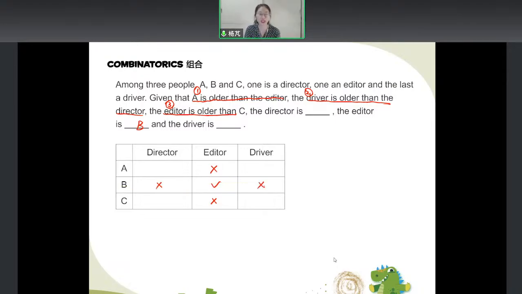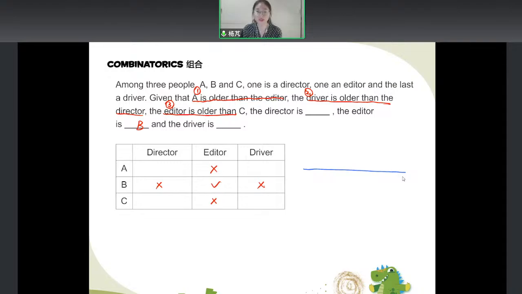The problem is coming. Can we make sure A is the director or the driver? Is there any information we can know? Actually, we don't use the second information. But how can we make it clear? Guys, this time, if you only use the table method, we cannot make sure A is director or driver. So let's draw an arrow.